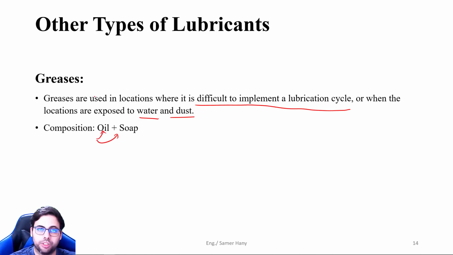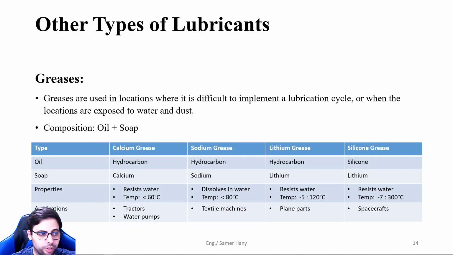Depending on the type of oil and type of soap we mix together to create this grease, we'll get different properties, and of course different applications. So let's review this table of different types of greases. We have here the oil type, the soap type, the properties produced by that grease, and the applications of that particular grease type.